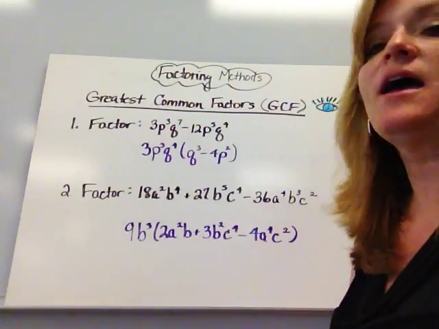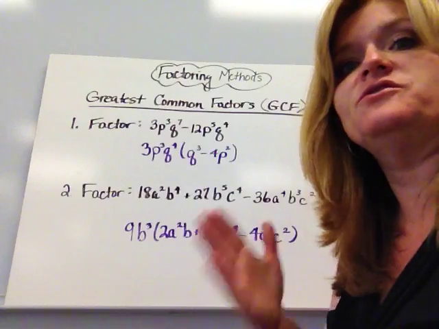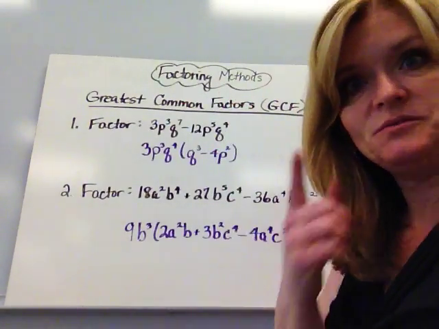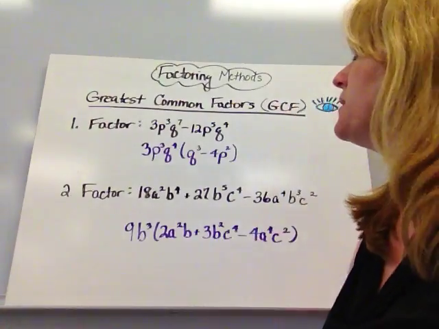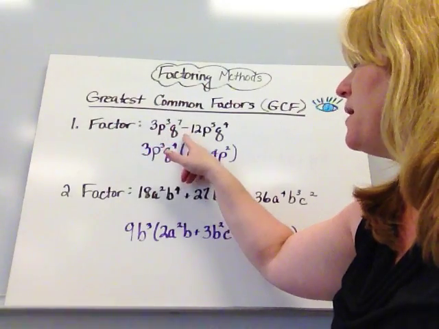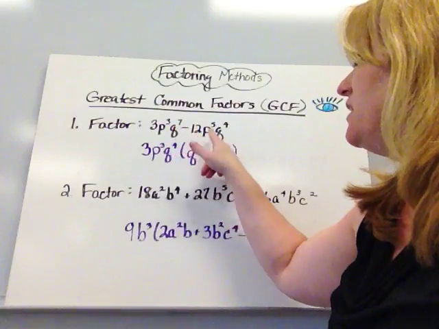GCF, looking for your greatest common factor, is one of the easiest things to do, but the most commonly forgotten. So it's the first thing that you always do every single time that you need to factor. Look with your eyeball, GCF. First one is we're going to factor 3p cubed, q to the 7th, minus 12p to the 5th, q to the 4th. I look at that, it looks very complicated.